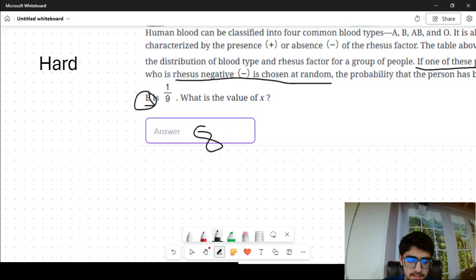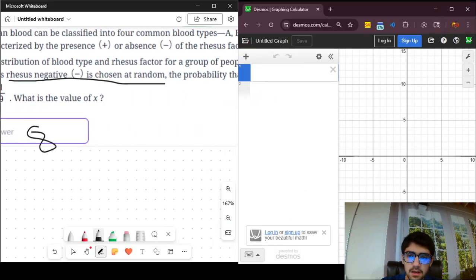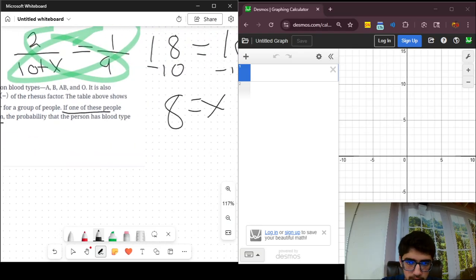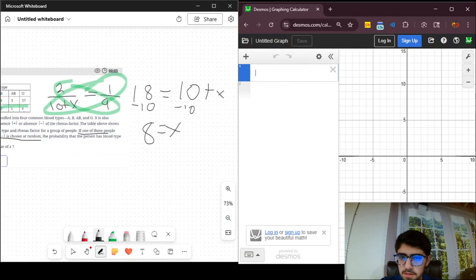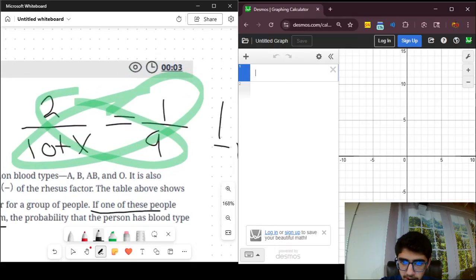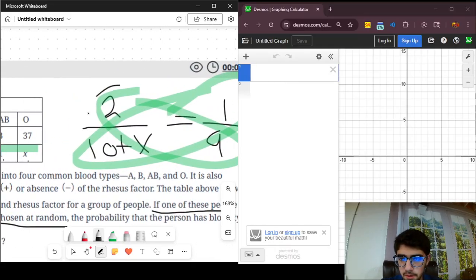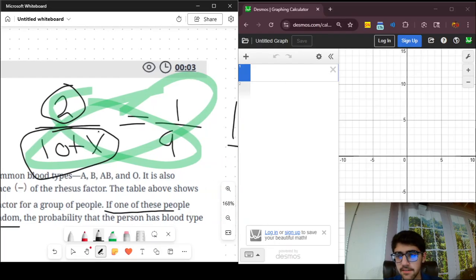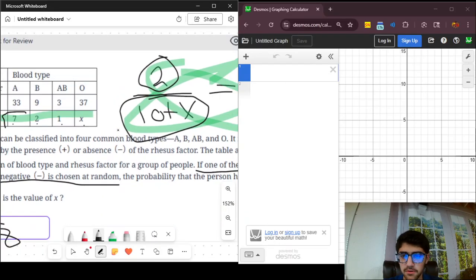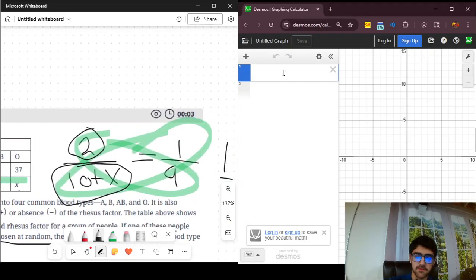Now I'm going to show you guys, let's say you wanted to use decimals. Does it show properly? Okay. If you wanted to use decimals, you would still first have to find the relationship, 2 over 10 plus x, the favorable outcome divided by the total people in the rhesus negative factor, is equal to 1/9, which is given. Then to solve for x, we just plug into the calculator 2 over 10 plus x equal to 1/9.